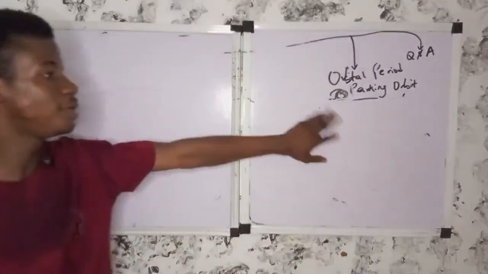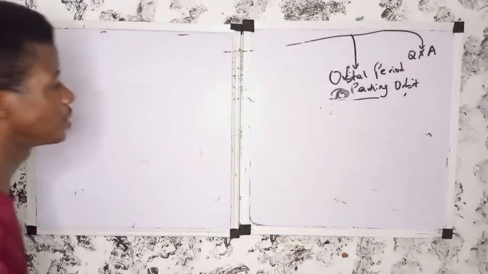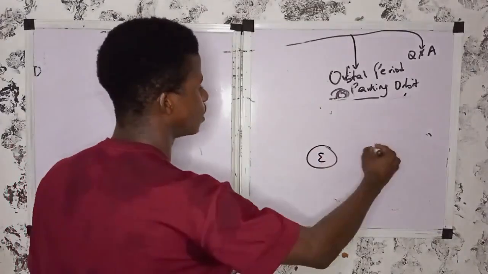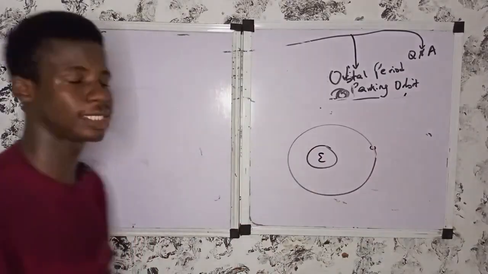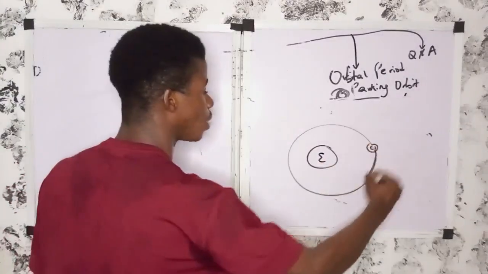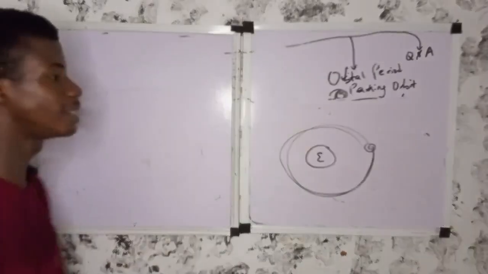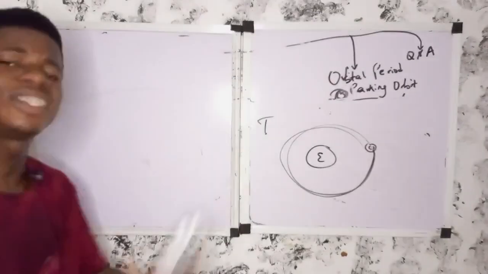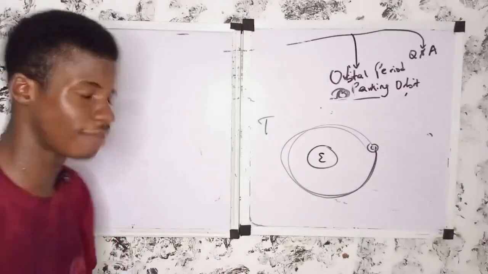Okay, now orbital period. Now let's say, what is orbital period? Let's say this is the Earth, for example. Orbital period is the time it takes the satellite to make one complete revolution around the Earth. That is known as orbital period. Now what is the formula for orbital period? Let me show you guys how to derive it.